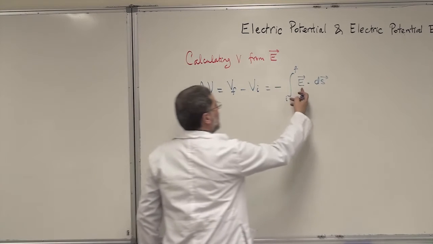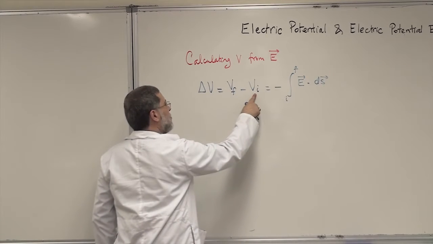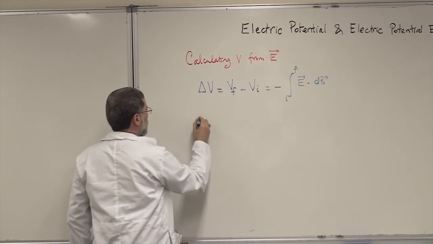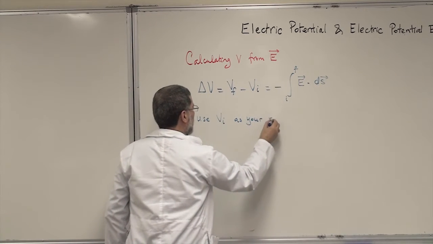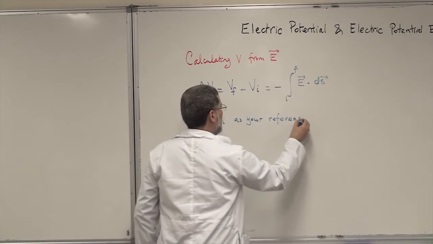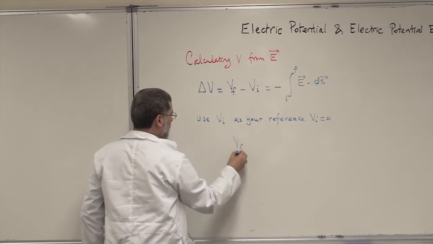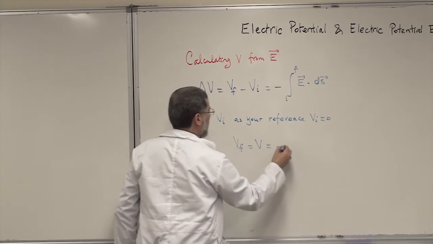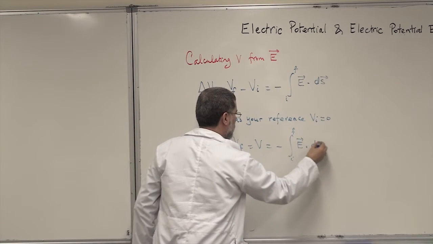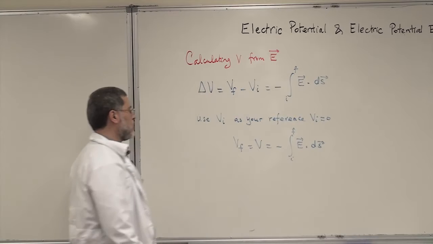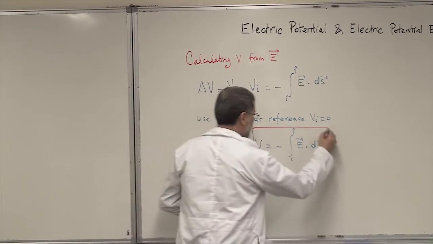So you are given E, and you do the integration to find the potential. You can always use one of the potentials, V I, as your reference. If you use V I as your reference and set it to 0, then V final will be V. So V final will be your V, which is equal to minus the integral from I to F of E dot ds. Don't forget that you are using your V I as your reference. So that's how you calculate the potential from the electric field.